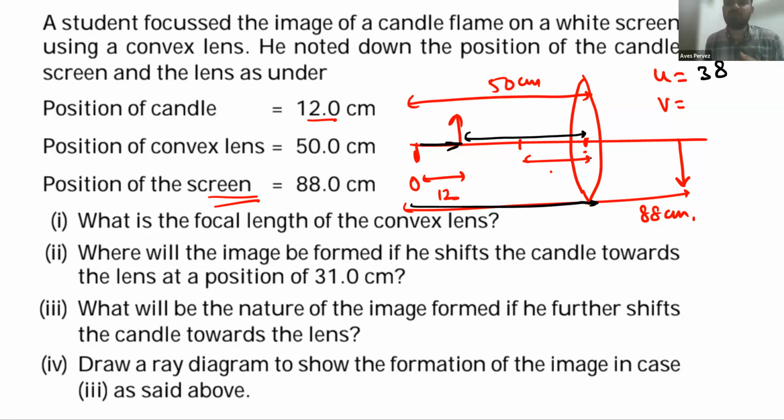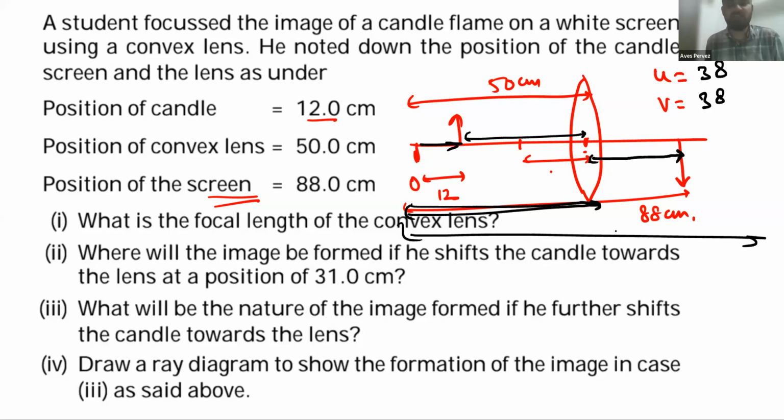Now we need to calculate v, this distance. From here to here is 50, and from here to here is 88. So this distance will be 38, because 38 plus 50 will give you 88.